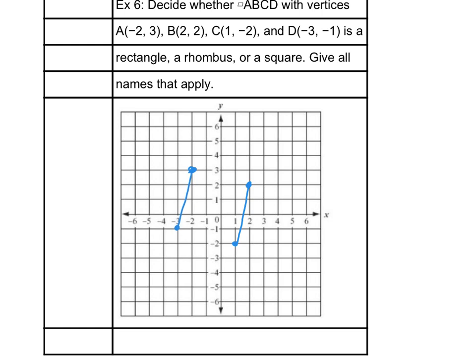So I think the first good strategy would be to see if all the side lengths are equal. Actually, you know what? I think maybe we should first figure out if it's a rectangle. Okay, so to figure out if it's a rectangle, we need to decide if all of the angles are 90 degrees. And I would need to find the slopes of each of them and see if they are opposite reciprocals of each other. So I'm going to start with the slope of the line AD.